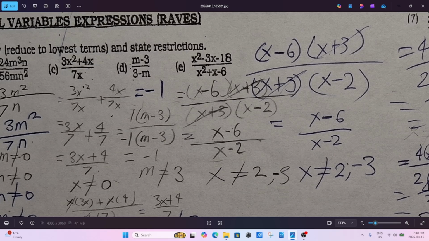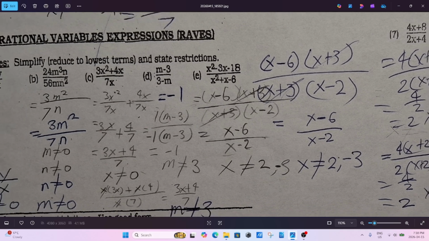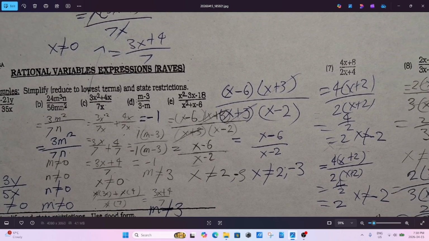x squared minus 3x minus 18 divided by x squared plus x minus 6. That is equal to x minus 6 times x plus 3 on the top divided by x plus 3 times x minus 2 at the bottom. The x plus 3 cancels, so you get x minus 6 over x minus 2. And you look at the variable at the bottom, x plus 3 and x minus 2, the roots are 2 and negative 3, so x cannot be 2 and negative 3.